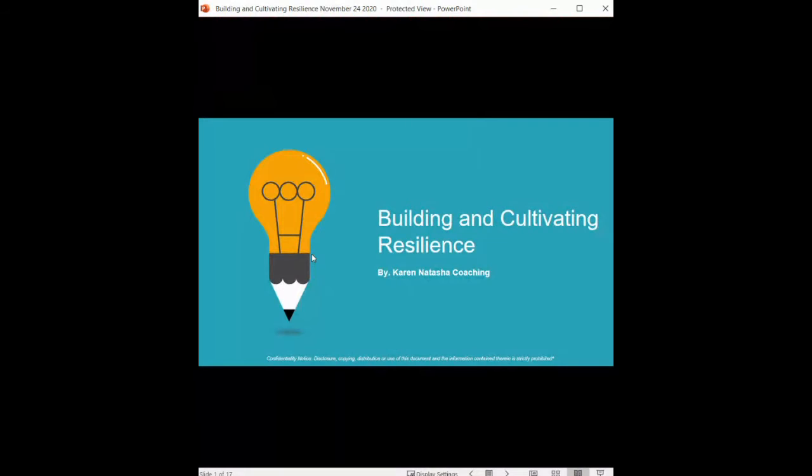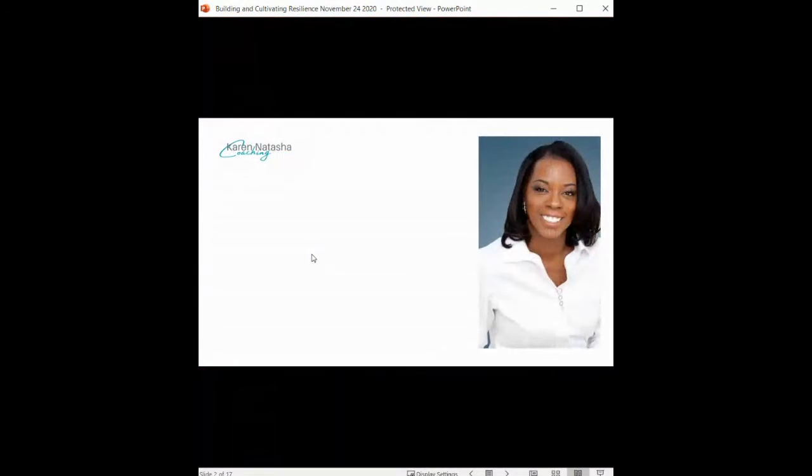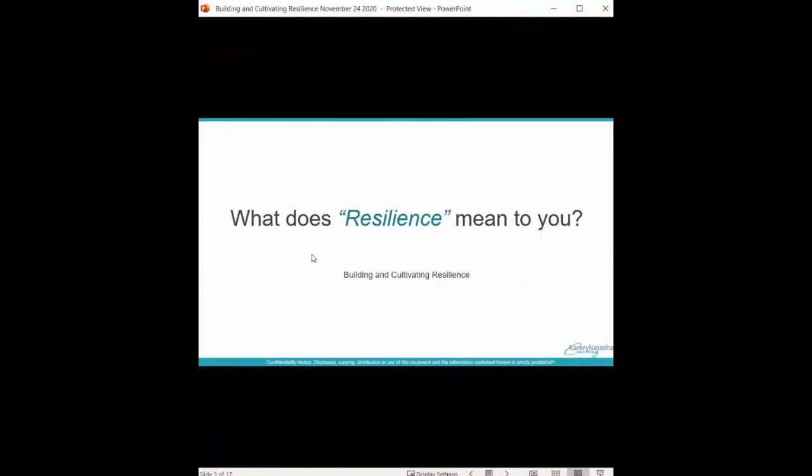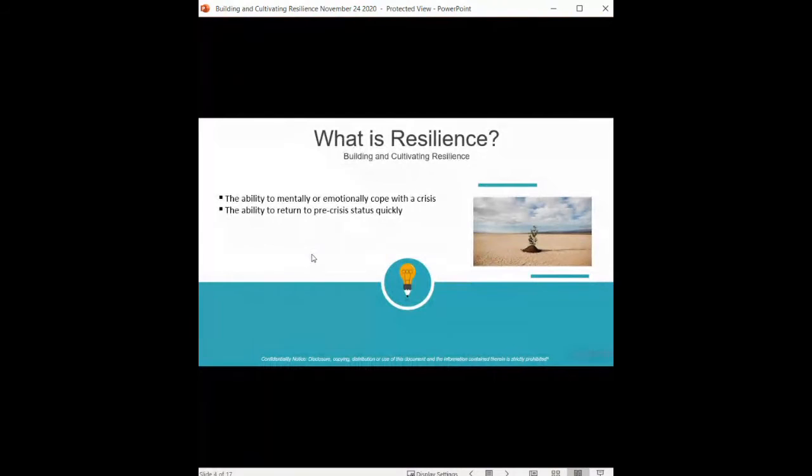So resilience is really the ability to mentally or emotionally cope with a crisis. You can go to the next slide, Alex, on what is resilience. Next slide. Great. So it's really the ability to mentally or emotionally cope with a crisis, and it's the ability to return to a pre-crisis status, which means how quickly you can bounce back.